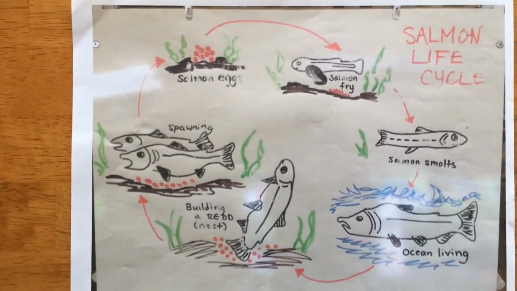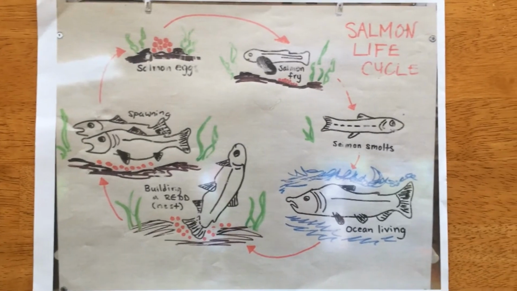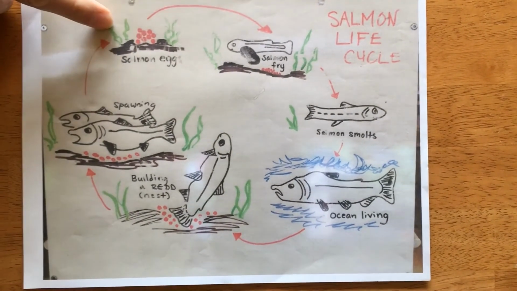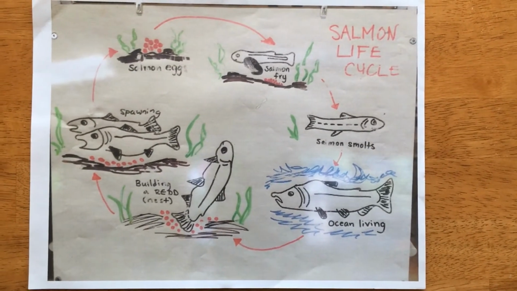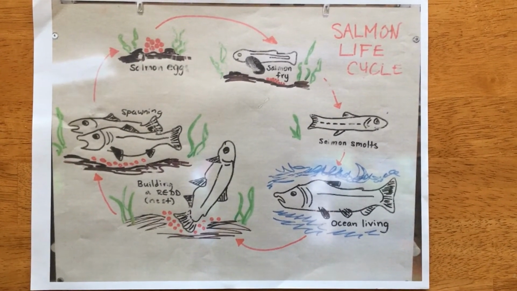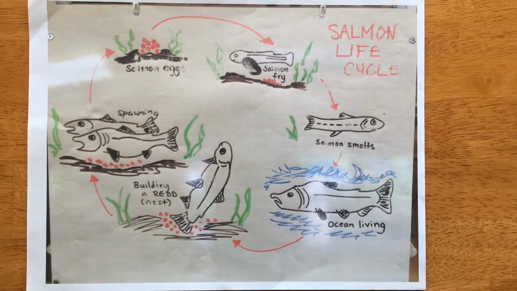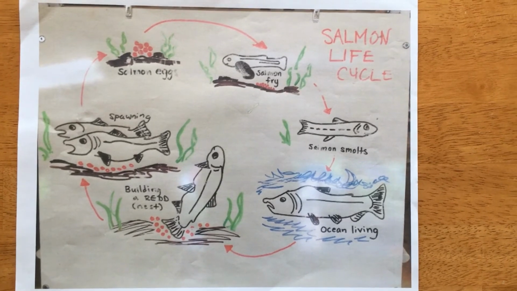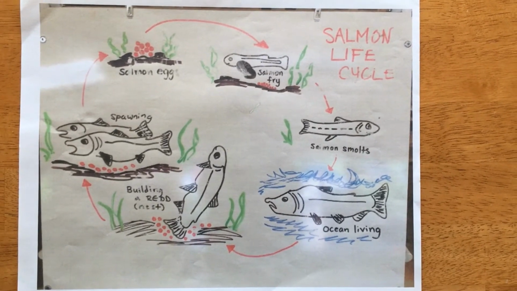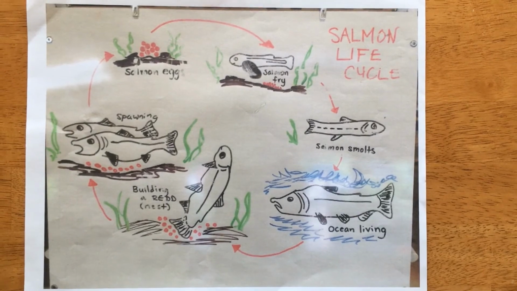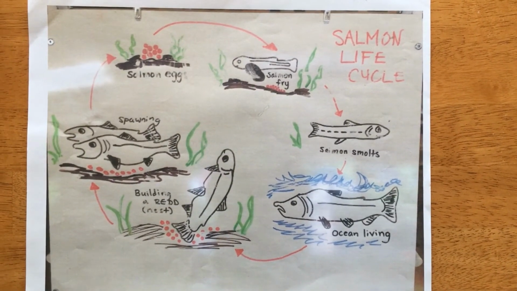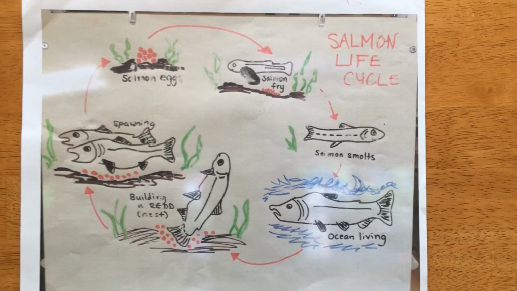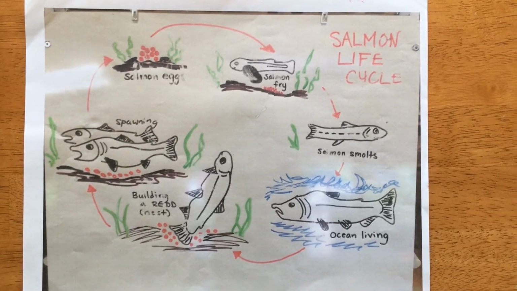What I'd like you to do at home, and this is what we would have done in class, is each child would take a different part of the life cycle to draw, and then we would put all the drawings together. So you can decide what's your favorite part of the salmon life cycle. What part would you like to draw? And maybe your mom or your dad or a brother or sister would like to draw a different part of the salmon life cycle. Then you can put them all together and you can tell the story about the salmon.